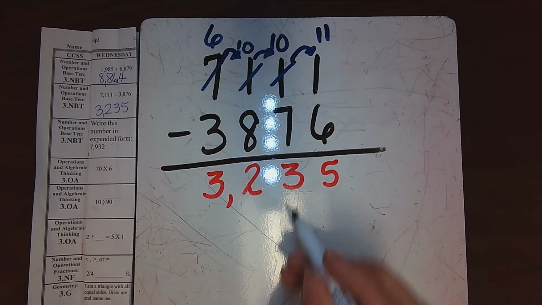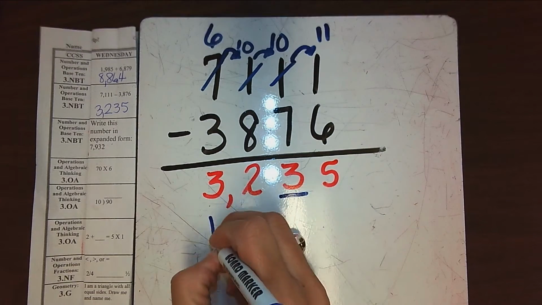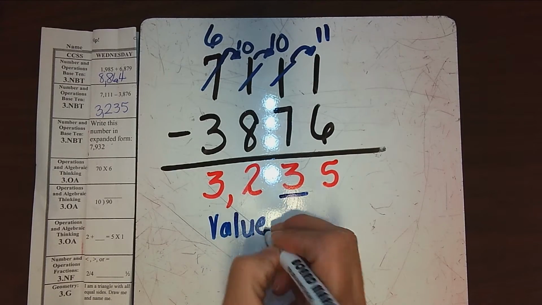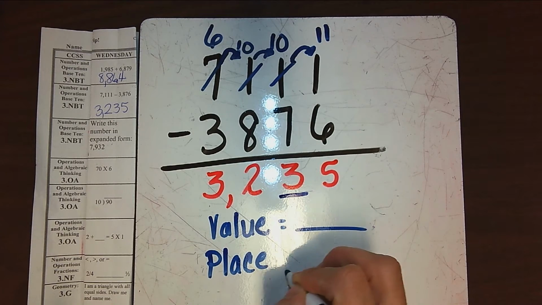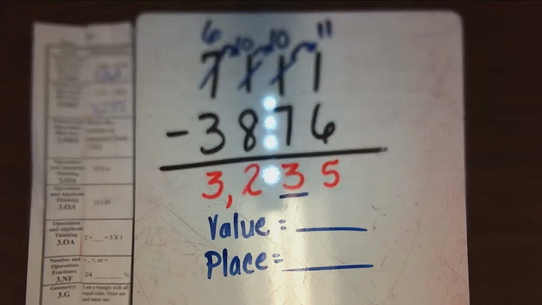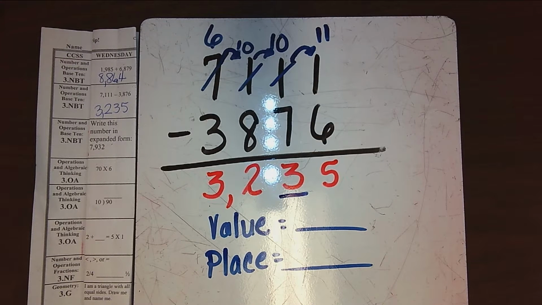Again, you should be able to tell me the value and the place if I have a digit underlined. And we'll talk about that during class.